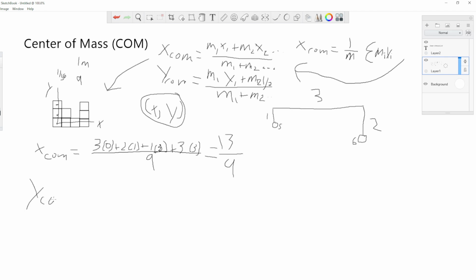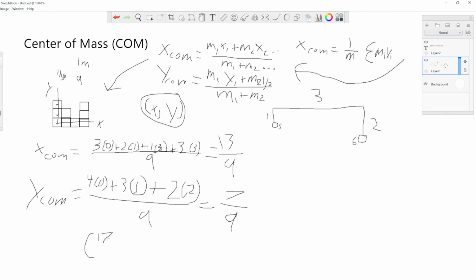Then for y, you do the same thing. You start at 0. You've got 4 at 0, plus 3 at 1, and then 2 at 2, over still 9. That's the center of mass of the whole object. So you've got 3 plus 4, which will give you 7 over 9. And so your center of mass is going to be 13/9, comma, 7/9.